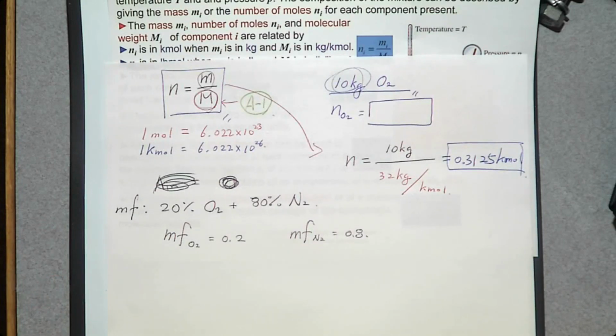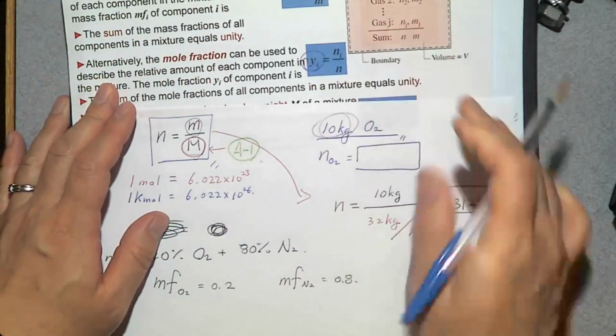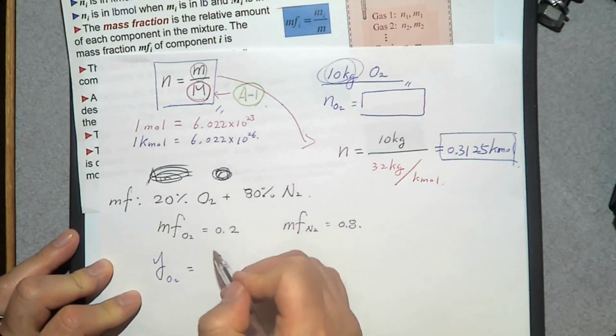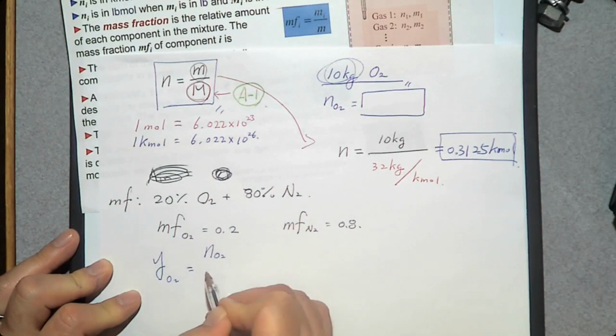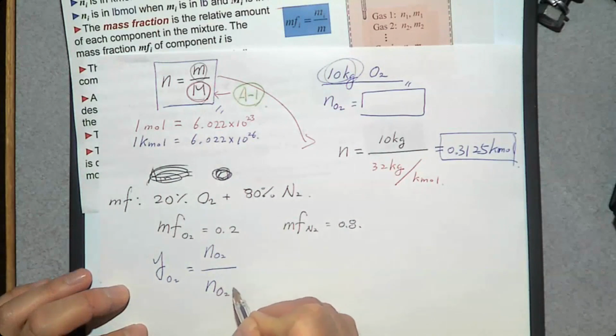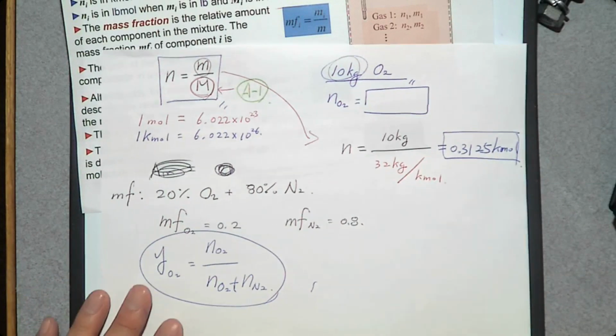Then what is the mole fraction of oxygen and nitrogen? By the way, mole fraction is y. So y of oxygen means the number of moles of oxygen divided by N. If you see there's no subscript, that means this is the total number of moles, which is N of oxygen plus N of nitrogen. So if you want to determine the mole fraction of oxygen, this is how we do it.